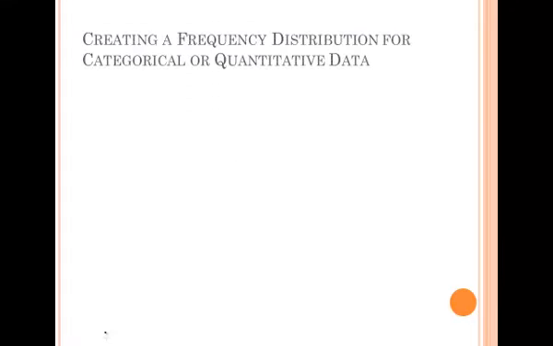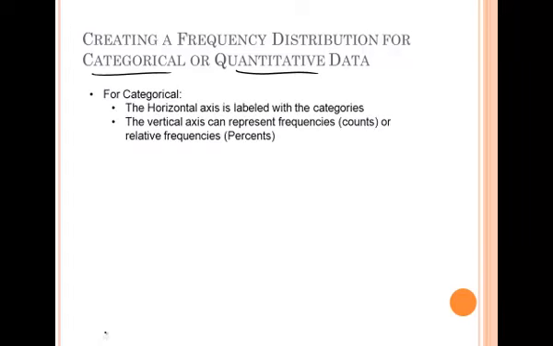So we can do this with categorical data. We can also do this with quantitative data. With categorical data, you're not going to see numbers on the horizontal axis. You're going to be seeing the categories. So the vertical axis will represent frequencies or counts, and the horizontal axis will be the categories themselves.